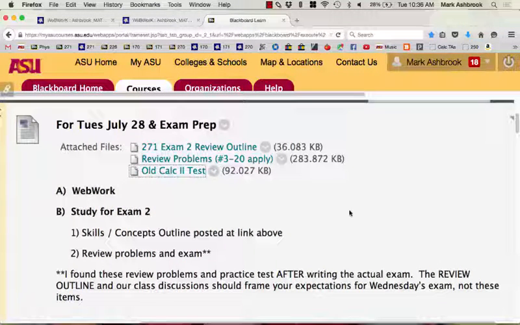Again, that test is not our test with different numbers. It's totally different. To form your expectation of our exam, use the way we approach things in class, the problems we did, and this review outline. Questions about our exam tomorrow? Again, it's some multiple choice and some free response.